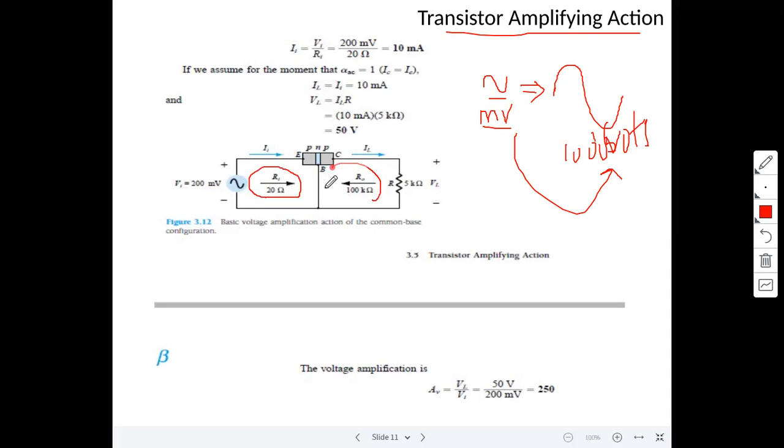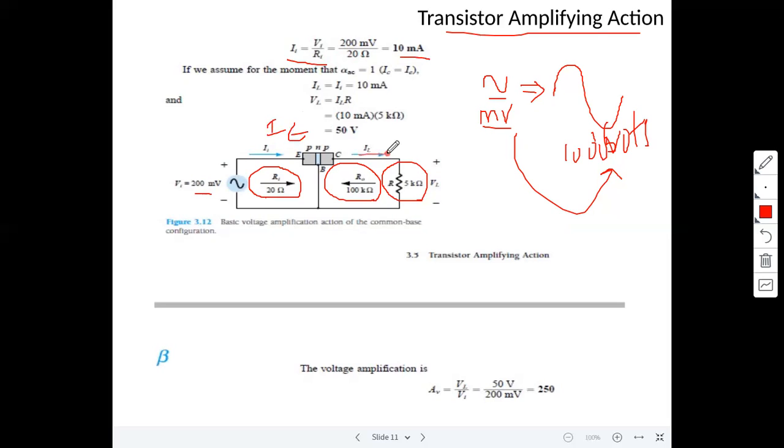Output resistance is 100 kilo ohms. And also here output resistance R0 is 100 kilo ohms, Ri is equal to 20 ohms, and the collector resistance is equal to 5 kilo ohms. Now here calculate the input current. Input current IE is equal to input voltage by input resistance, 200 milli by 20 ohms, that is equal to 10 milliamperes. Okay, 10 milliamperes is the emitter current.